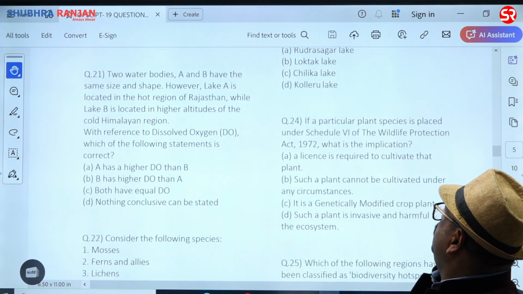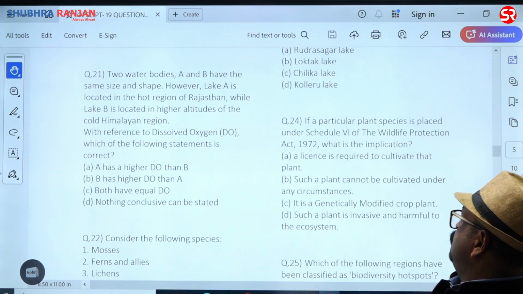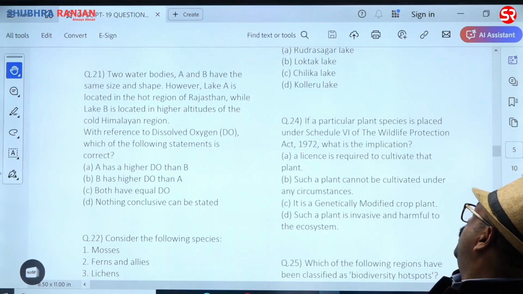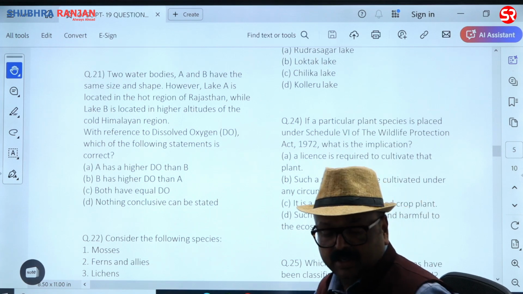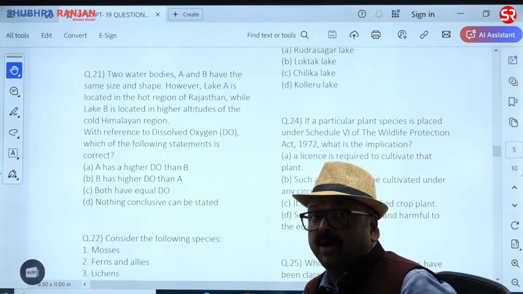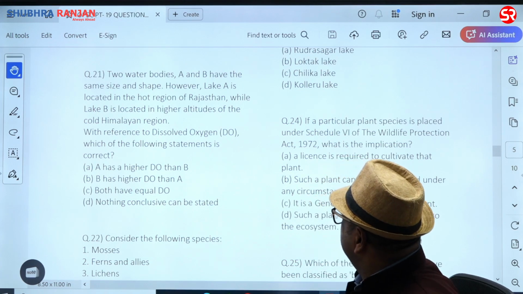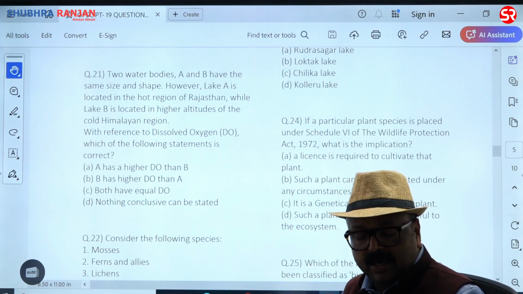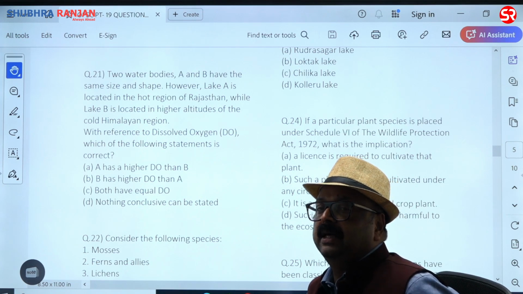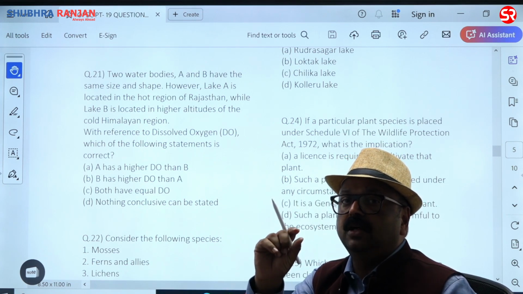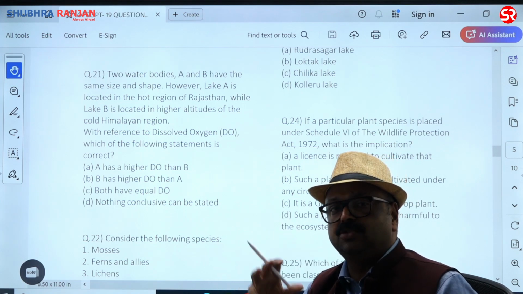24. If a particular plant species is placed under Schedule 6 of the Wildlife Protection Act 1972, what is the implication? A license is required. If you ask why we require a license, why to protect, if we grow it in natural conditions, what difference does it make, it will flourish even more. But there is a term called horizontal gene transfer, because these are pure varieties that have to be conserved.